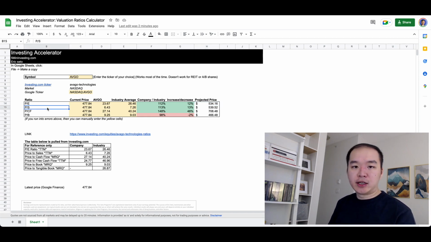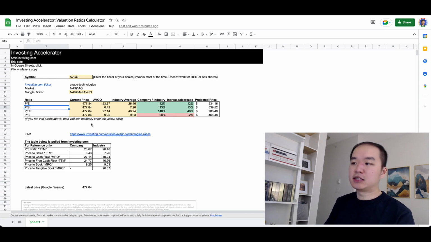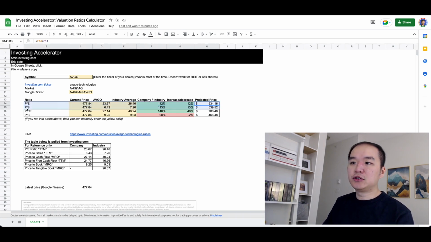When we're looking at valuation ratios, we look at more than just earnings, which is the first one. We also want to compare that to sales, cash flow, and book value as well. So the next one is sales. You can see the AVGO price to sales is around 6.43, and the industry average is 7.26. So this also represents a 13% potential upside, so a fair value would be at $539. You can see the first two are actually quite similar in terms of what they're telling us. So that is a good sign.